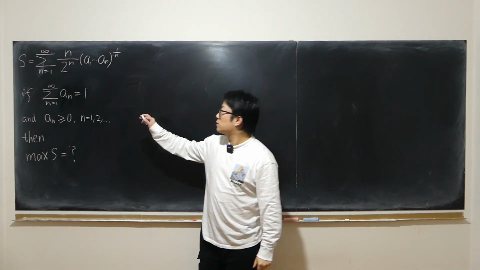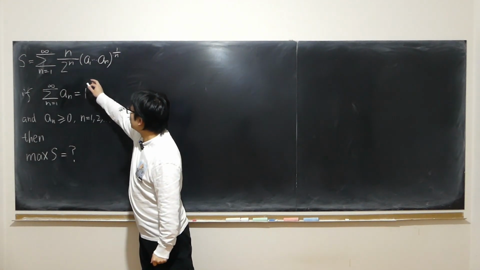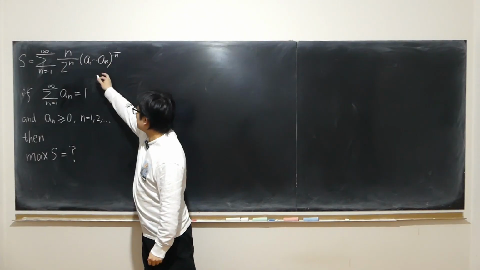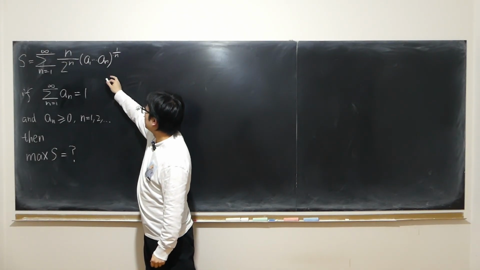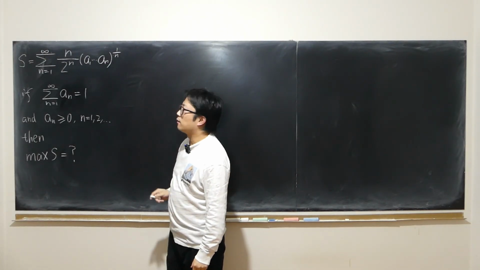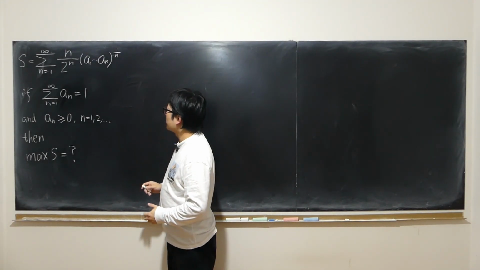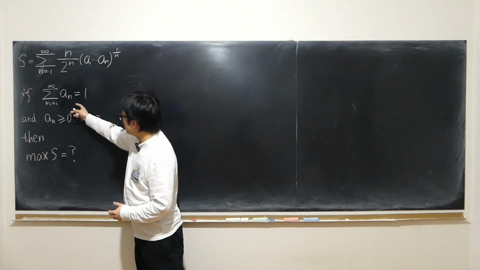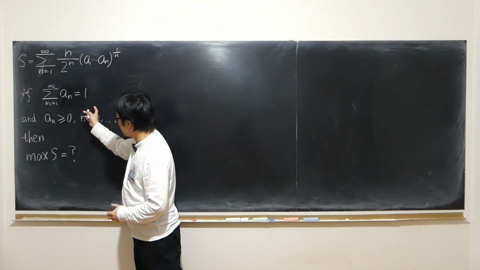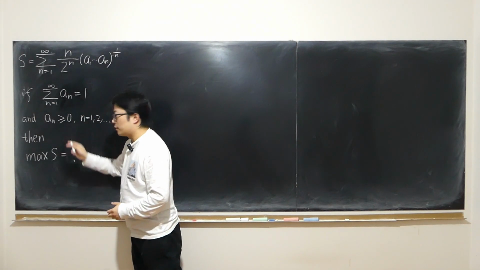We have this infinite sum: n over 2 to the power n times the product of a1 all the way up to an, raised to the power of 1 over n. We're trying to find the maximum value of this infinite sum, given that the infinite sum of an itself is equal to 1 and every term is non-negative.